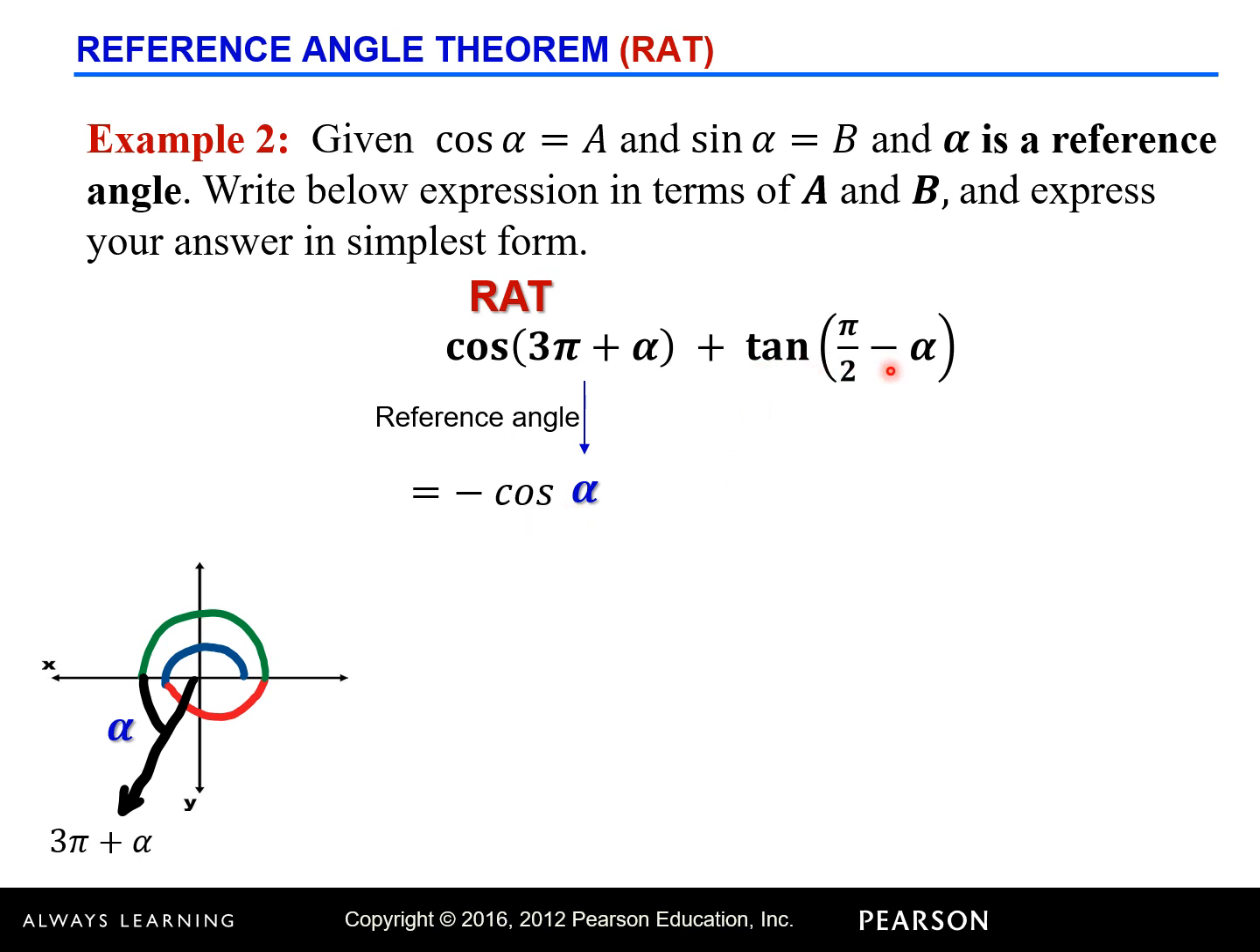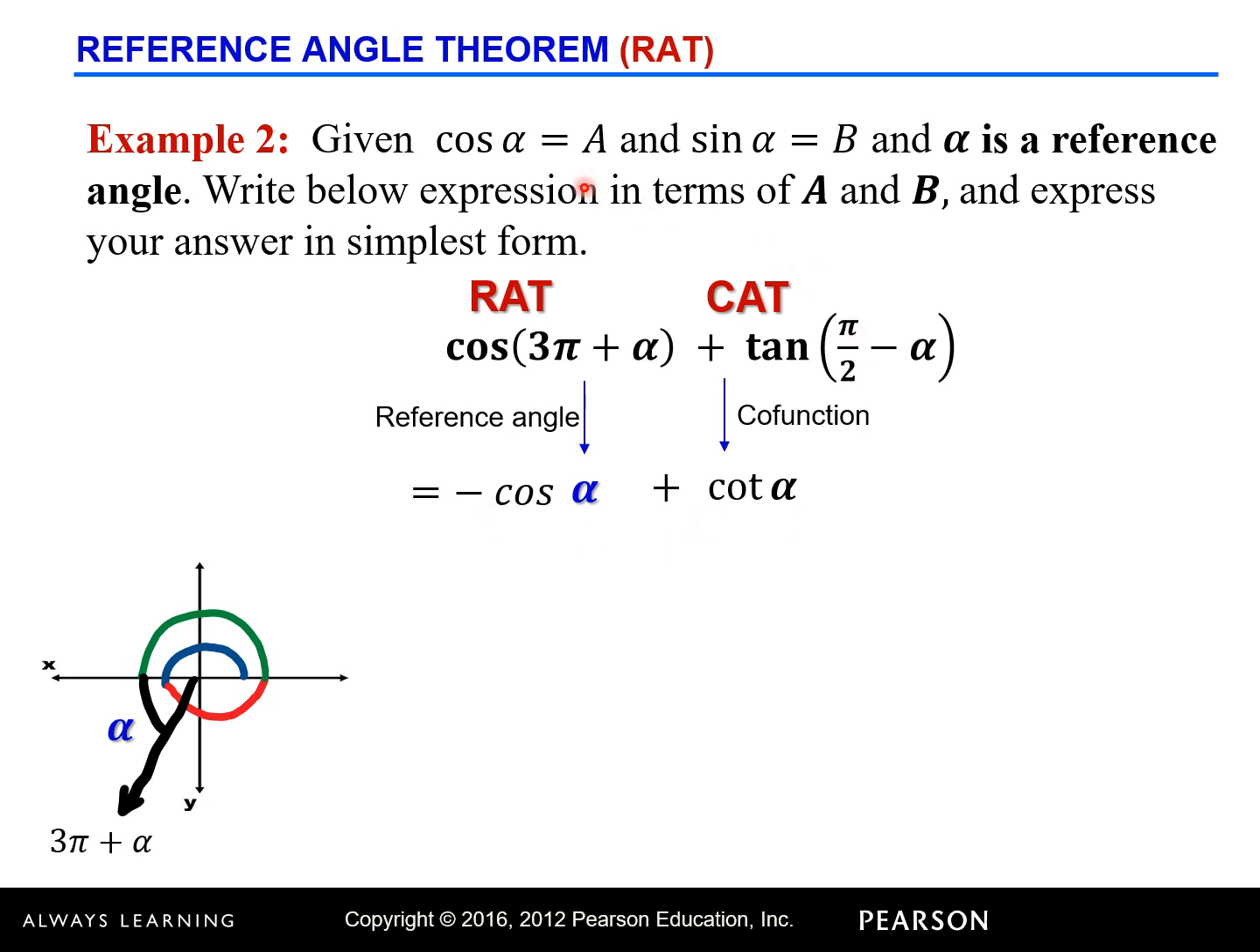Now the second expression is tangent of pi over 2 minus alpha. Since pi over 2 minus alpha is less than pi over 2, we can use the complementary angle theorem or CAT. In using CAT, we have to change tangent to its cofunction, which is cotangent. So this is equal to cotangent of the second angle, which is alpha. Now, this expression is equal to negative cosine alpha plus cotangent alpha.